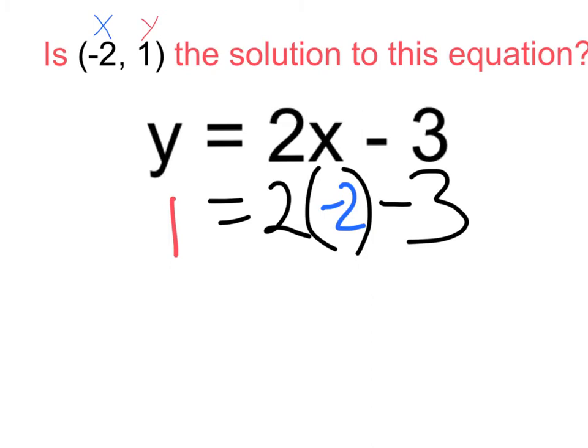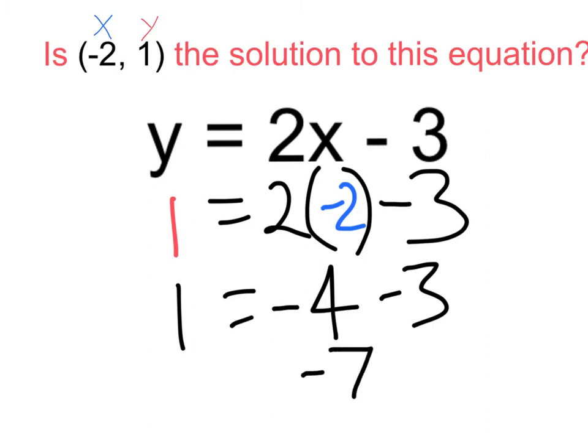And is the left side equal to the right? Well, 2 times negative 2 is going to give us negative 4 minus 3. So does 1 equal negative 4 minus 3? No, it does not. Negative 4 minus 3 is going to give us negative 7, so this is false. This is not the solution.